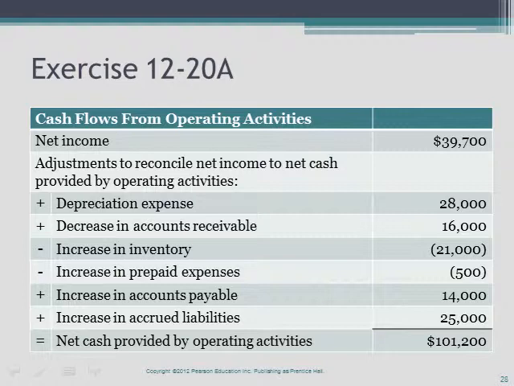If we use the template for the operating section, we begin with net income. Next, we add back depreciation expense. There were no gains or losses on the income statement, so the remaining reconciling items are the changes in current assets and current liabilities. Current assets go the opposite way of the change. Increases are subtracted and decreases are added to net income. Current liabilities go the same way as the change. The increase in accounts payable is added and the decrease in accrued liabilities is subtracted. After we make these reconciling adjustments, we see the net cash provided by operating activities is $101,200.